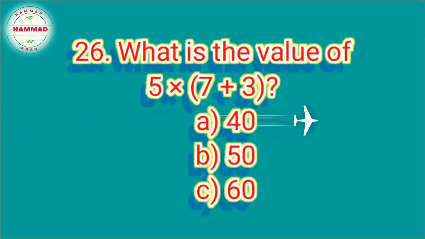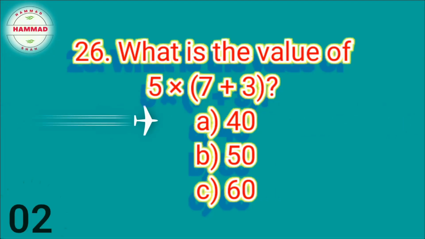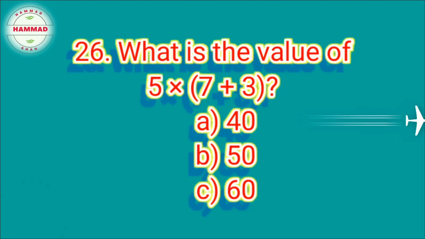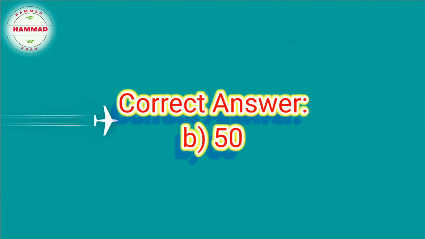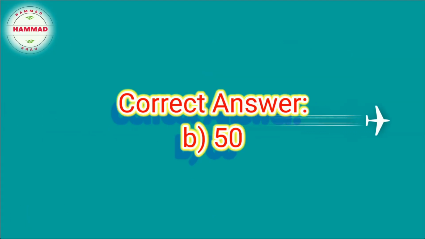Question number 26. What is the value of 5 into 7 plus 3? Option A 40, option B 50, option C 60. The correct answer is option B 50.